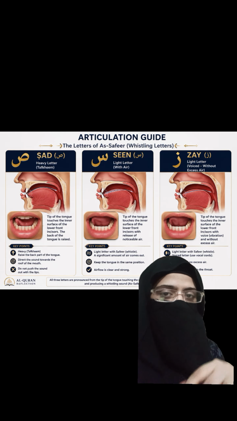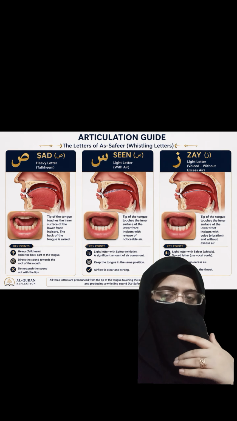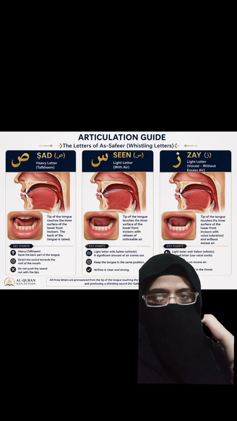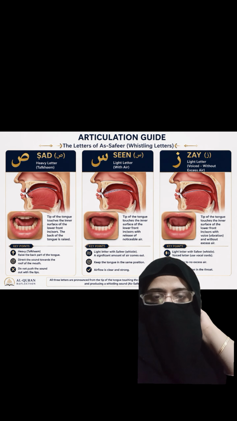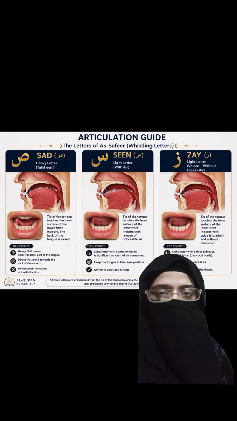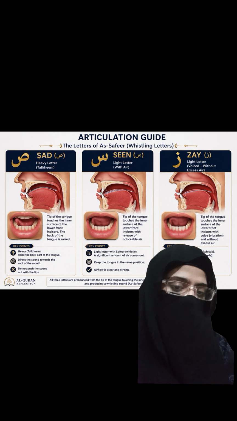In this lesson, you will learn the common articulation points of Makhraj. Number 2, the characteristics of al-safir, whistling sound. This is the huruful al-safir, we call it. The difference between Sod, Sin and Za, and common pronunciation mistakes and practical tips to improve your recitation. So let's bring this lesson and learn these beautiful letters step by step. Okay, Bismillahirrahmanirrahim.